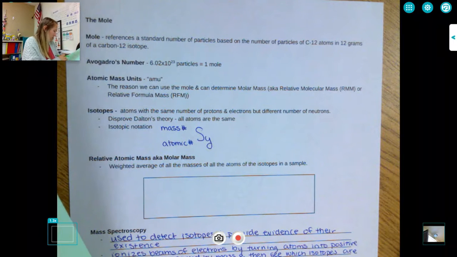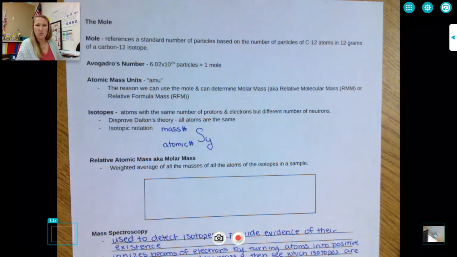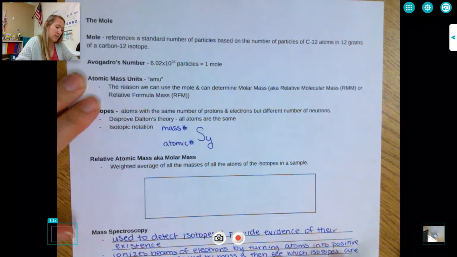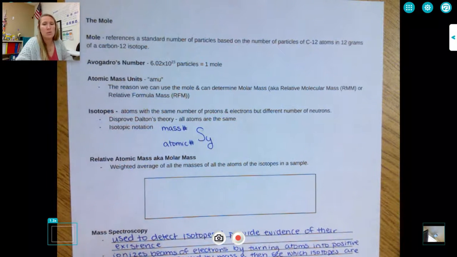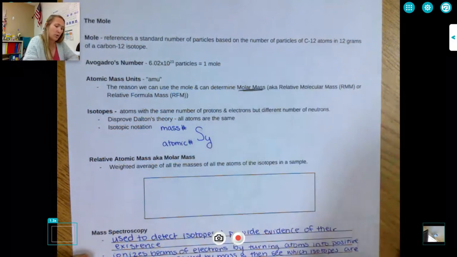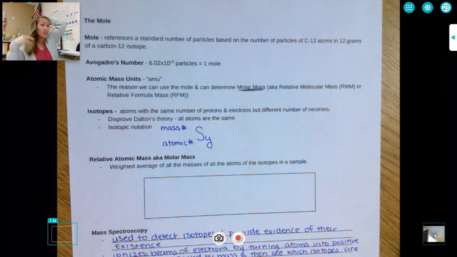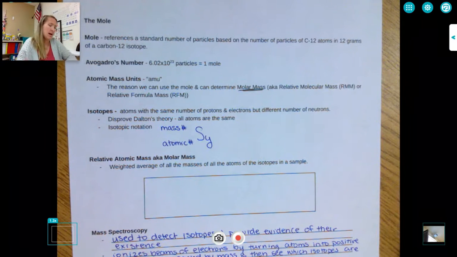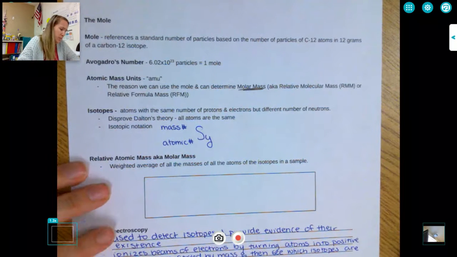I don't see it. All right, so that's a number you're definitely going to need to know. Yep, and most of you do know that one. Atomic mass units, AMU, is the reason that we can use the mole and can determine molar mass. Other names for molar mass can include relative molecular mass, or RMM, or relative formula mass, which is RFM. Majority of the time, I think except for like one circumstance, we'll use the term molar mass. Mainly that just keeps us consistent because that's what we learned and talked about last year, and that's a pretty common language in AP as well.